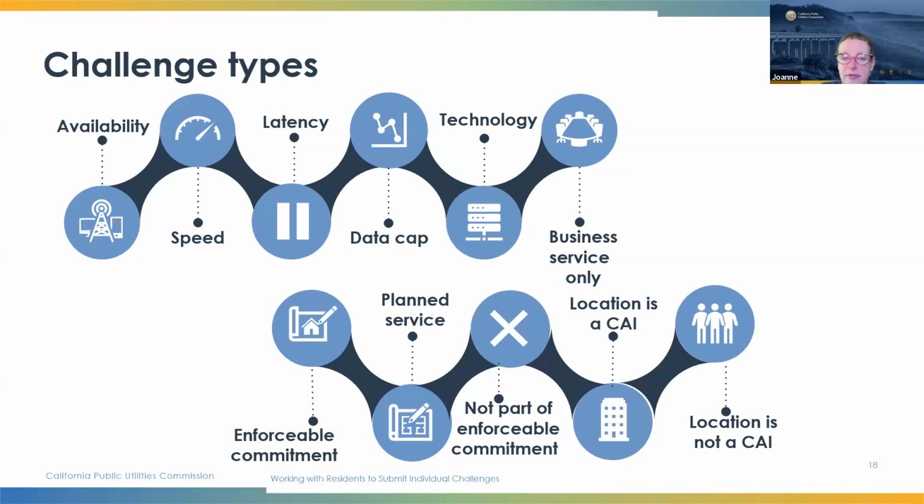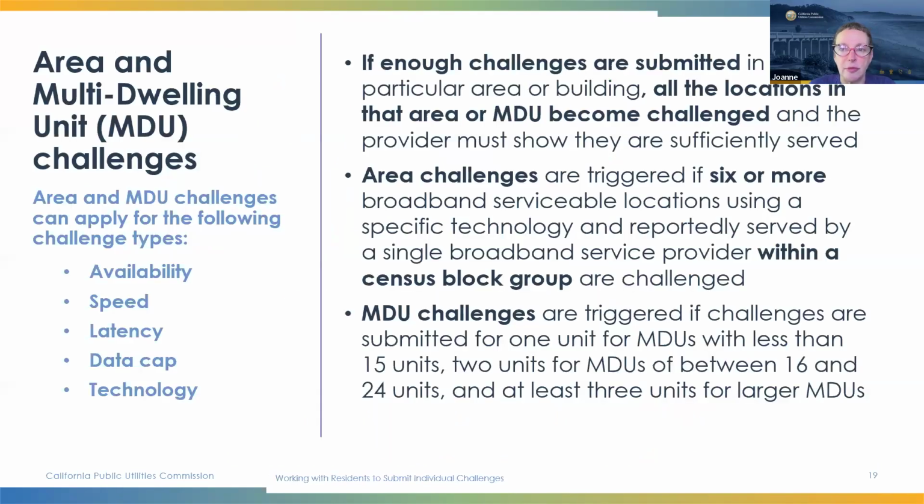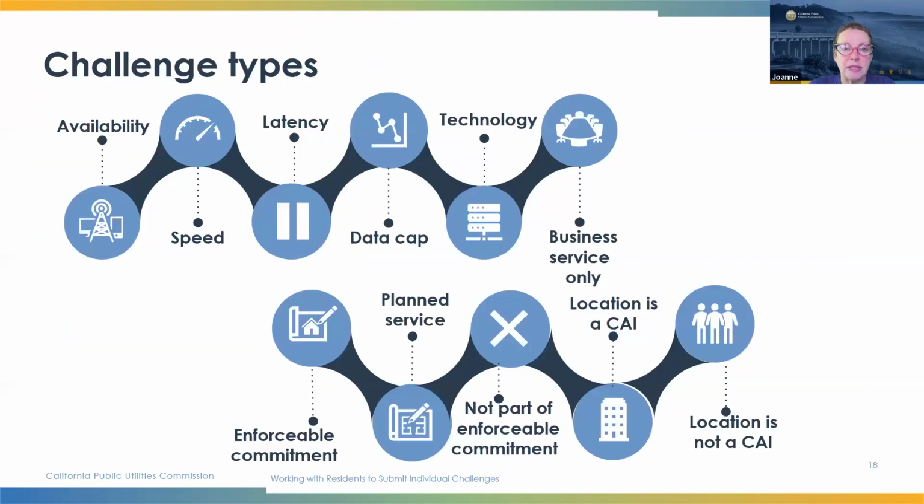Next, not part of an enforceable commitment, showing that a location is actually not bound through an enforceable commitment to be served and should thus be considered unserved. Location is a community anchor institution, a showing that a location should be designated as a community anchor institution, or a CAI. And finally, the inverse, that a location is not a CAI, showing that a location should not be designated as a community anchor institution, but rather as a regular address. These are the various forms of challenges, the specific challenge types that are part of the process.